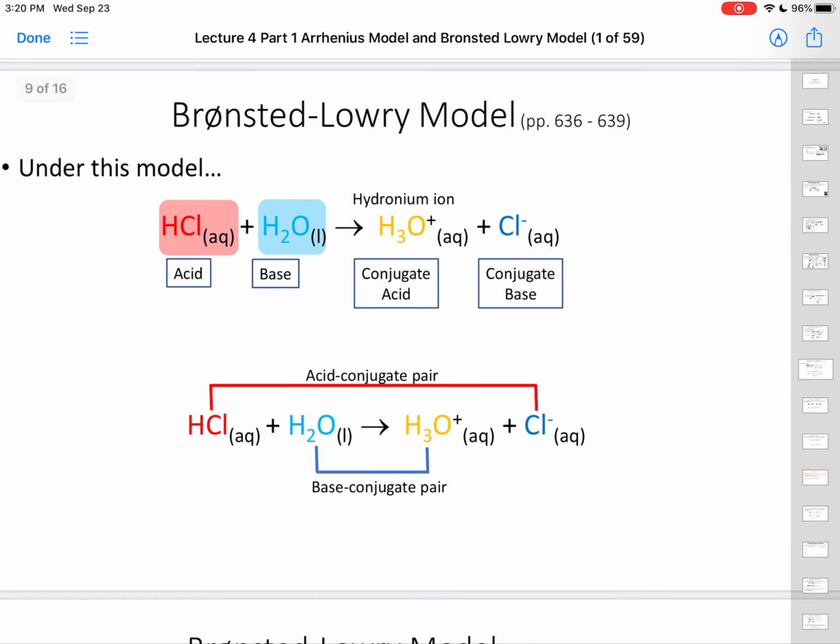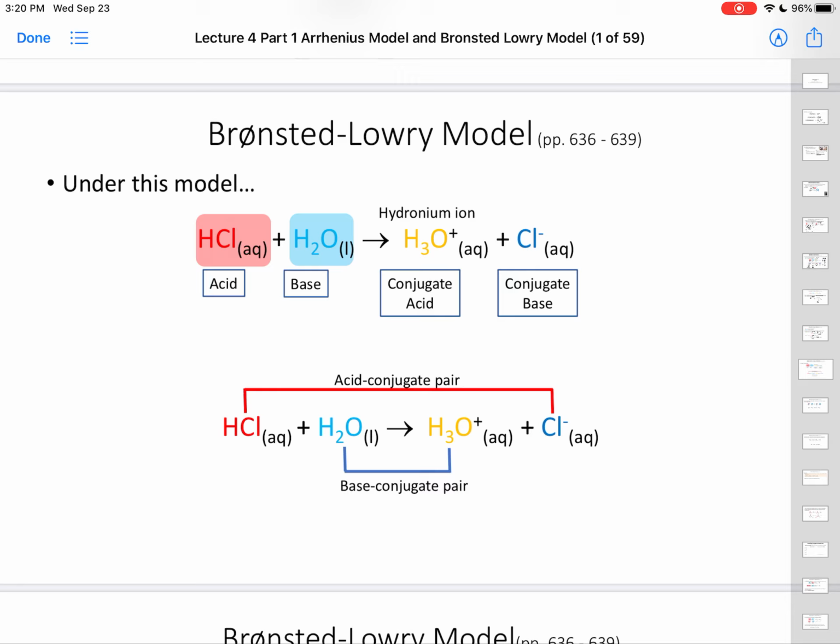So as a recap, under the Bronsted-Lowry model, we have HCl as the acid, H3O plus is the conjugate acid, H2O is the base, and Cl minus is the conjugate base. And so what we have here is a conjugate pair where HCl and Cl minus, this is your acid, this is your conjugate base. And then H2O is obviously your base, and H3O plus is its conjugate acid.